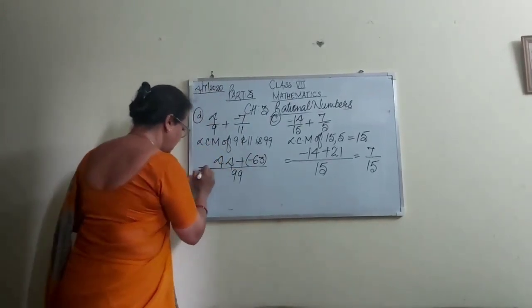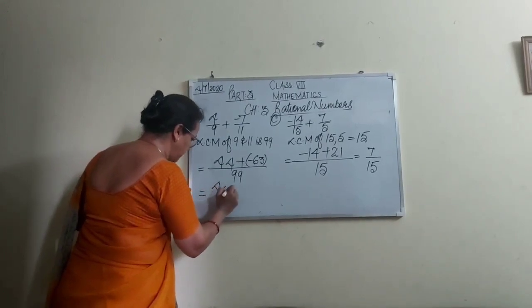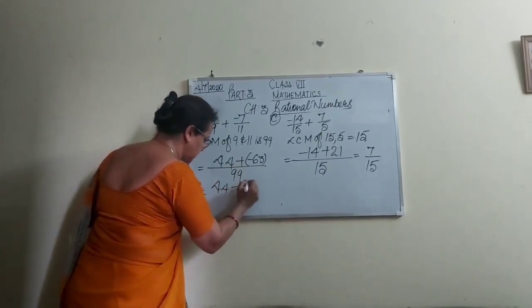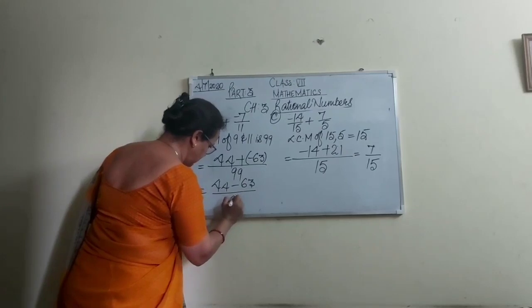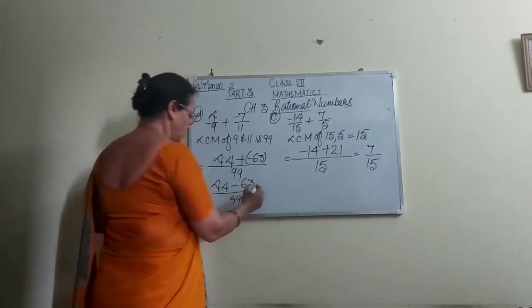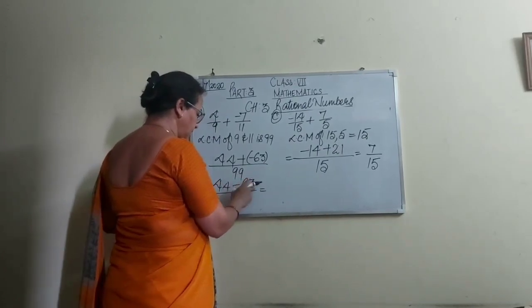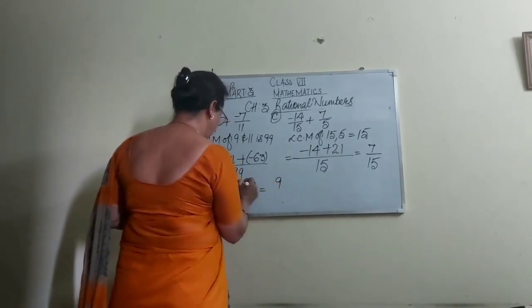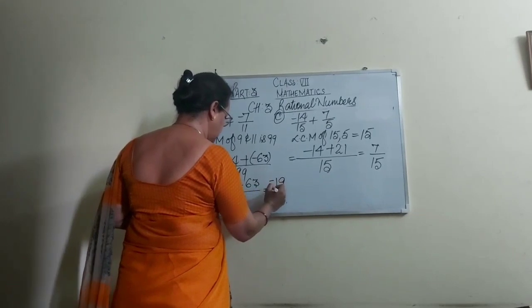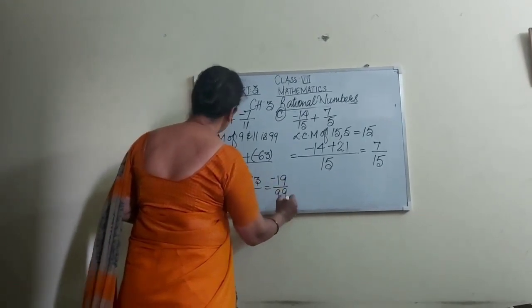That's right. Now what will it be? 44 plus minus 63 by 99. That's right. Now what will it be? This is 3 and this is 4. 13 minus 4 is 9. 5 minus 4 is 1. Minus 19 upon 99.